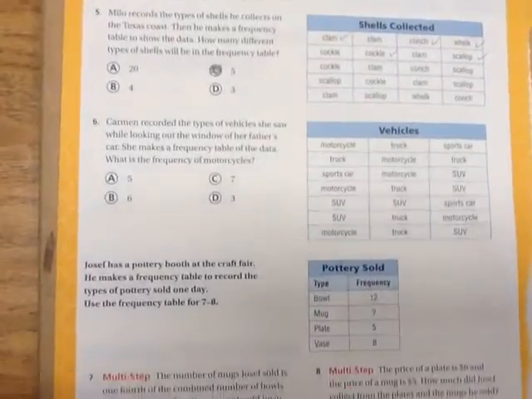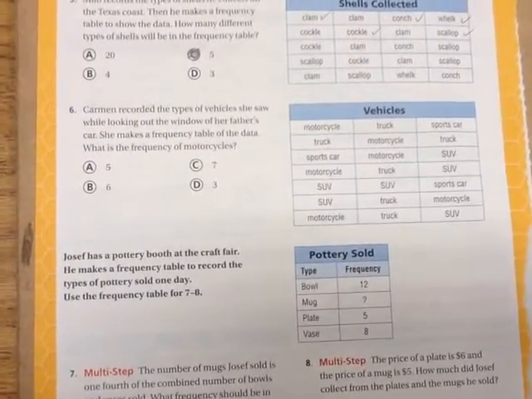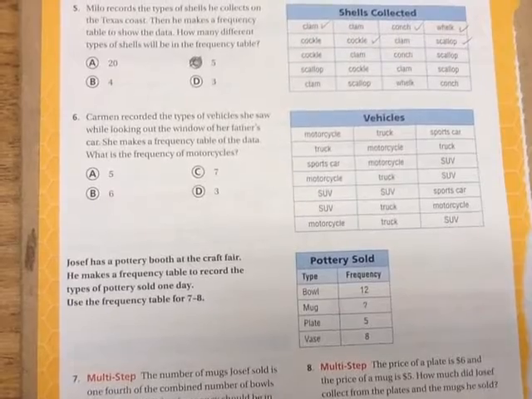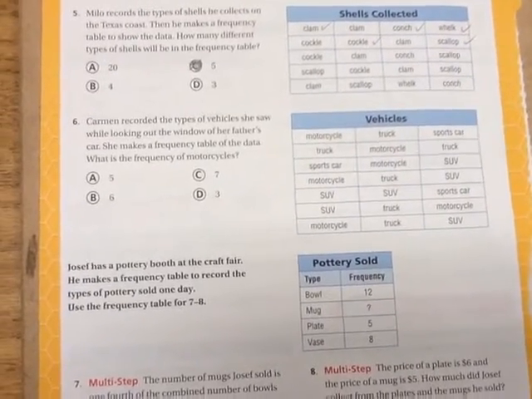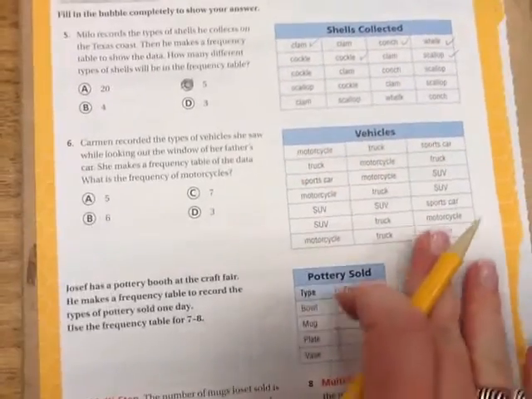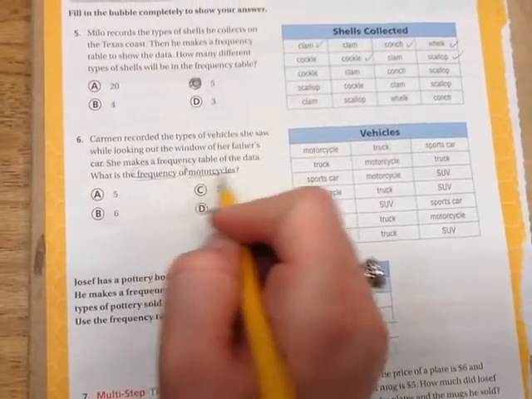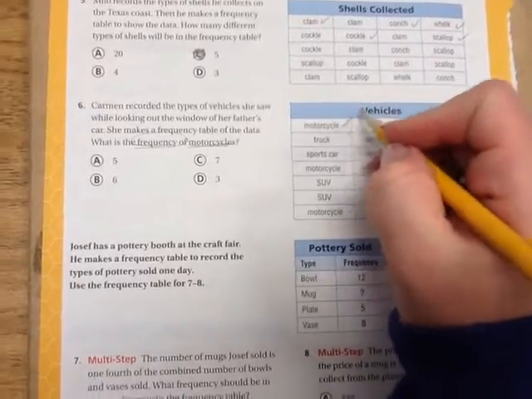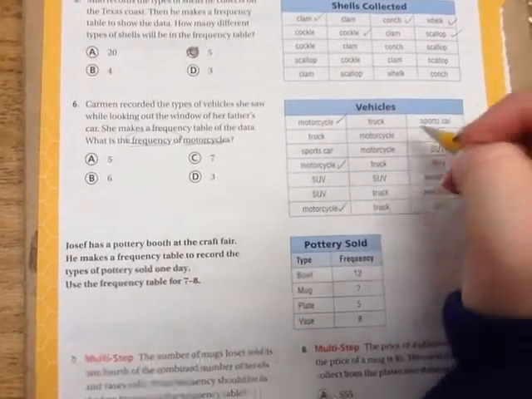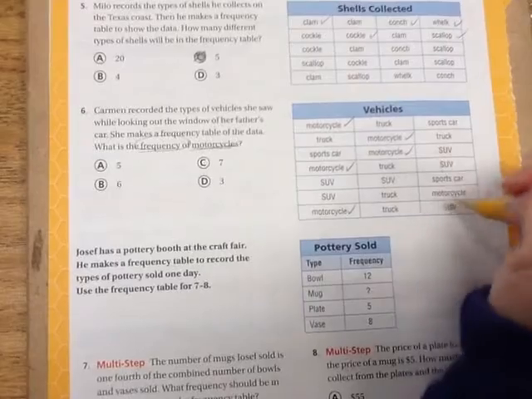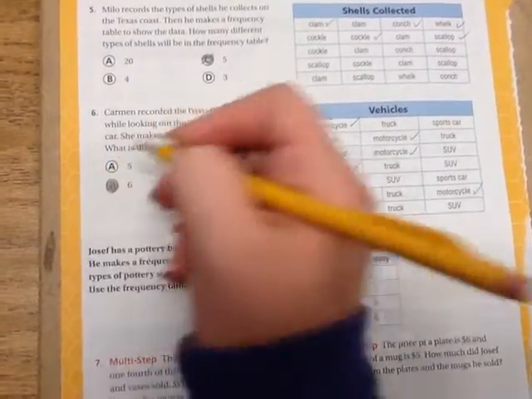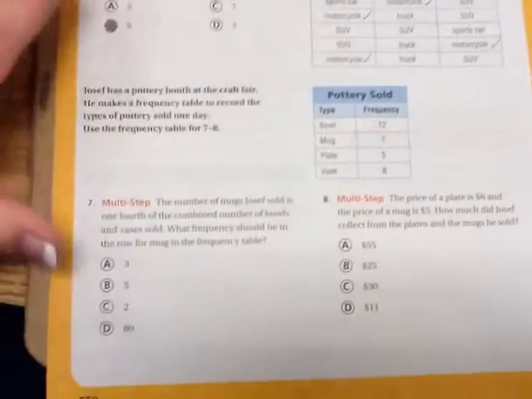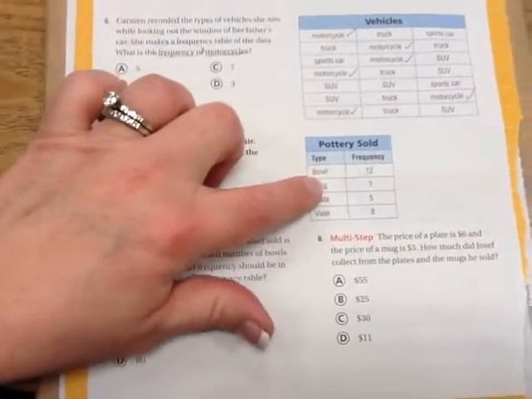Okay. All right, number 6. Cameron records the types of vehicles she saw while looking out the window of her father's car. She makes a frequency table of the data. What is the frequency of the motorcycle? So question is, what's the frequency? So how often are the motorcycles occurring? Here's 1, 2, 3, 4, 5, 6. Quite simple. Again, the vocabulary word this time is frequency. How often is something happening? So you've got this right here. Right here is your questions going along with this.